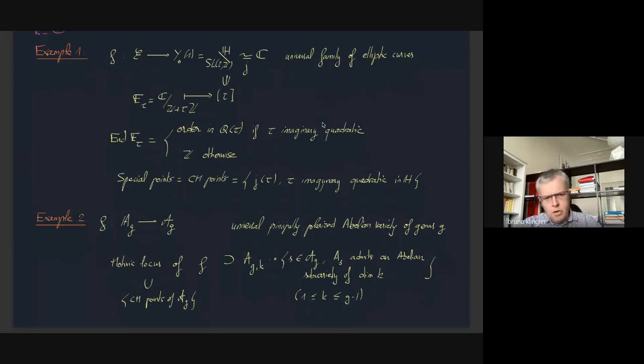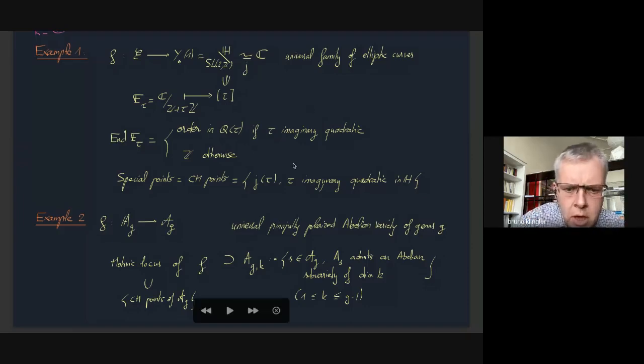A second example is a generalization of that one. You can look at the universal family of principally polarized abelian varieties of genus g. There is the curved A_g, which is this moduli space, and the Gothic A_g, which is the universal family. Again, you are interested in the motivic locus, so you are looking at the set of points in A_g such that the fiber, or maybe some products of those fibers, has more algebraic cycles.